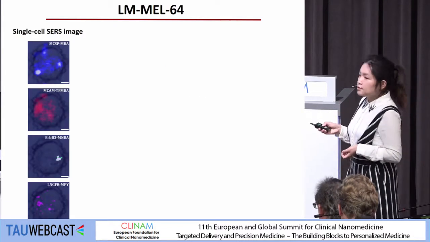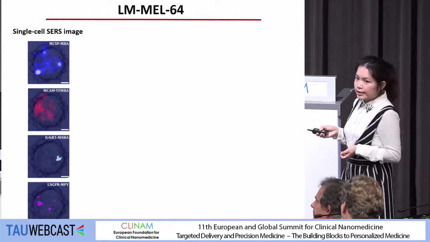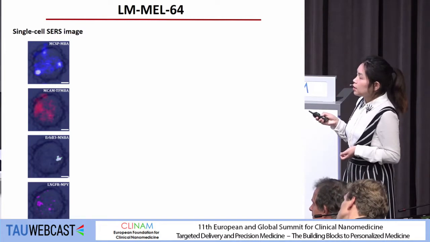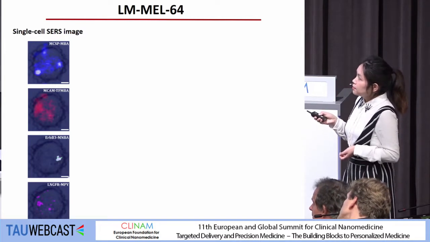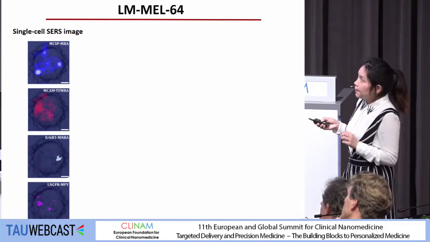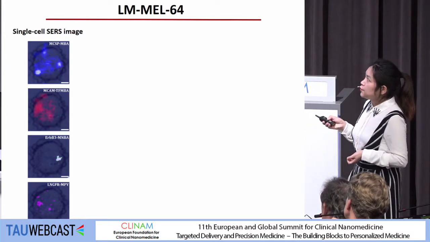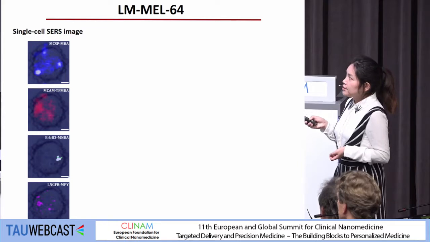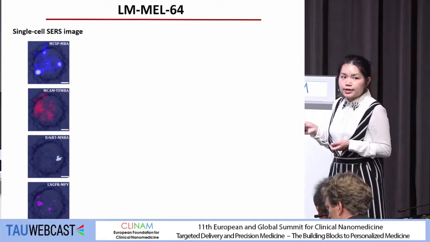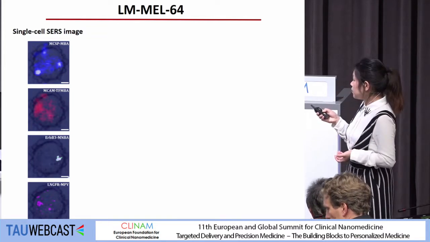This is the SERS imaging from the same cell. Different is a first color imaging. Different color corresponds to different biomarker, and we can see it is calculated based on the characteristic peak of the SERS barcodes. We can see for this melanoma cell, it has relatively high MCSP and MCAM expression, which is consistent with the cell signature I showed before.